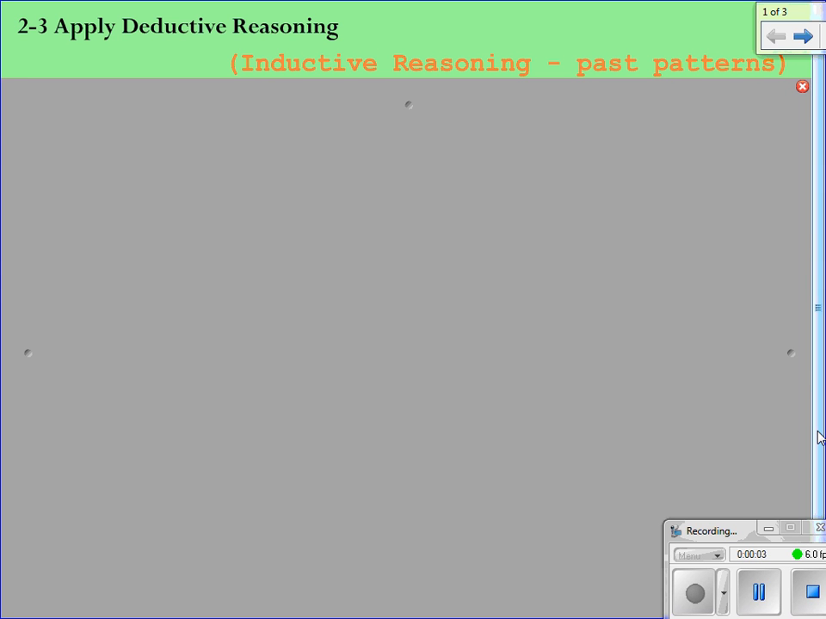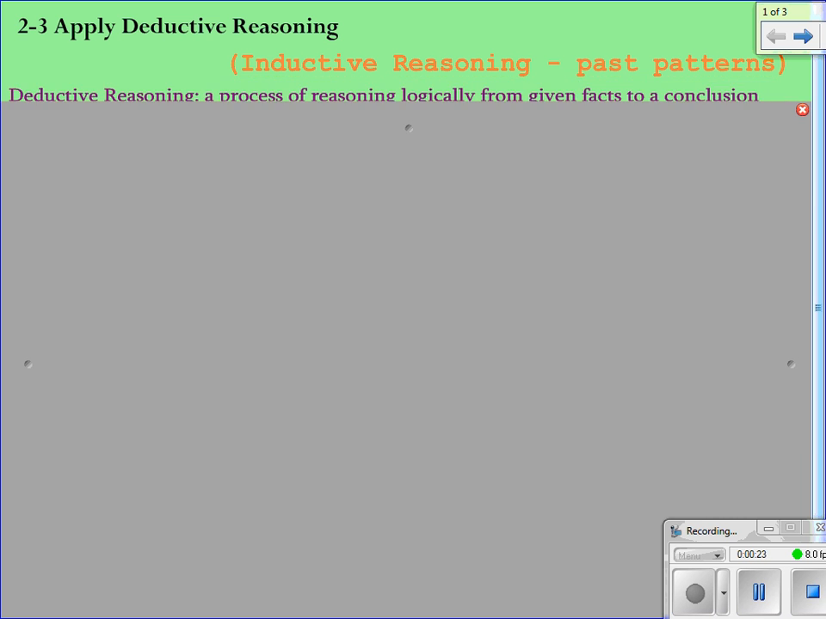Looking at deductive reasoning. In 2-1 we looked at inductive reasoning. Just a refresher, inductive reasoning was looking at past patterns. So we were looking at number patterns, picture patterns, scatter plots, looking at a pattern of events and then coming up with our conjecture or educated guess. Okay? This is not looking at a pattern. It's looking at a given set of facts. So deductive reasoning is the process of reasoning logically from given facts to form a conclusion or a conjecture.